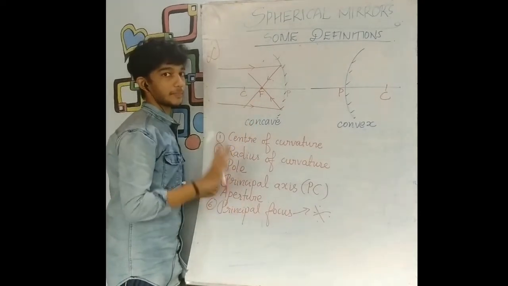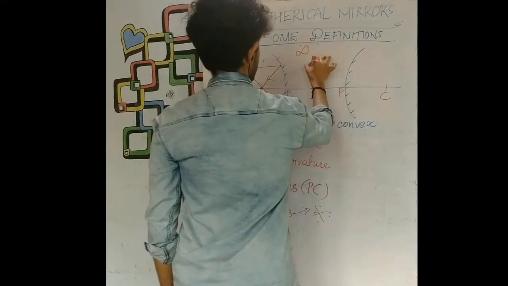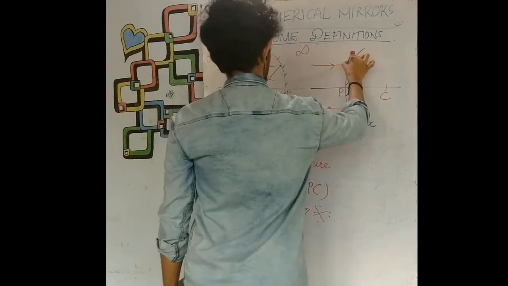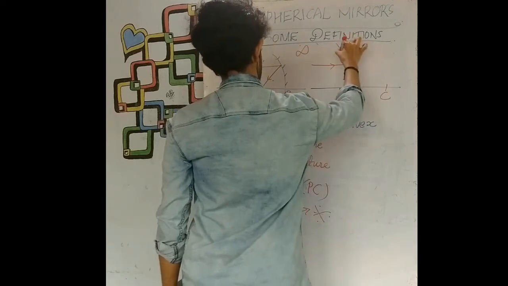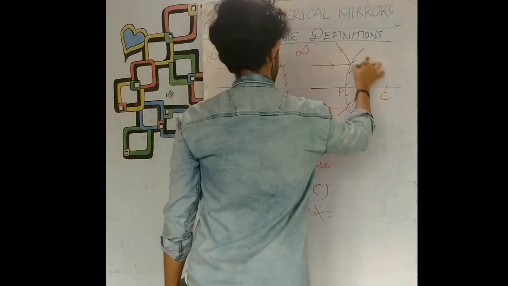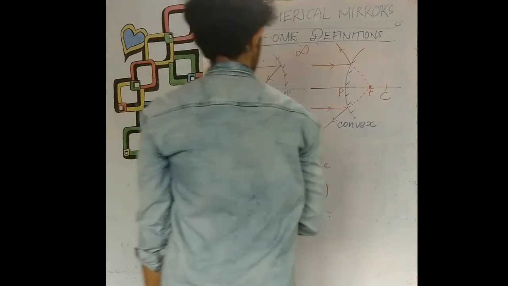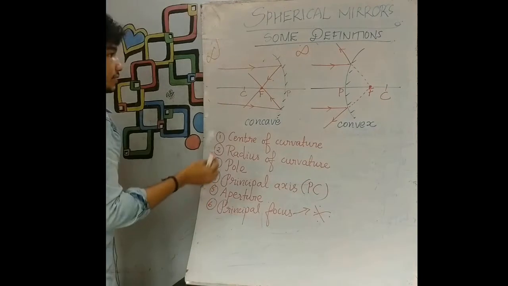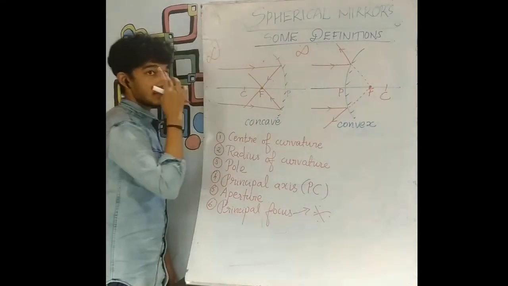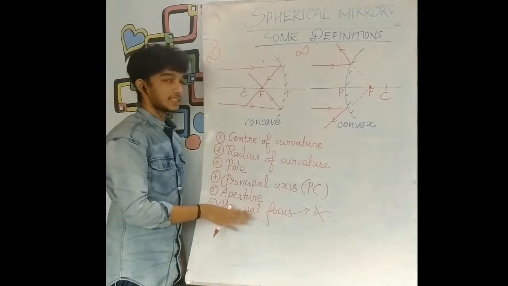Similarly, in the case of convex mirror, let us introduce some rays from infinity striking the reflecting surface and after reflection, the reflected rays diverge from a point. So we are extending these lines to get a point, and this is known as the focus of the convex mirror. That means these reflected rays appear to emanate from the focus, appear to come from the focus. That is what we call principal focus.